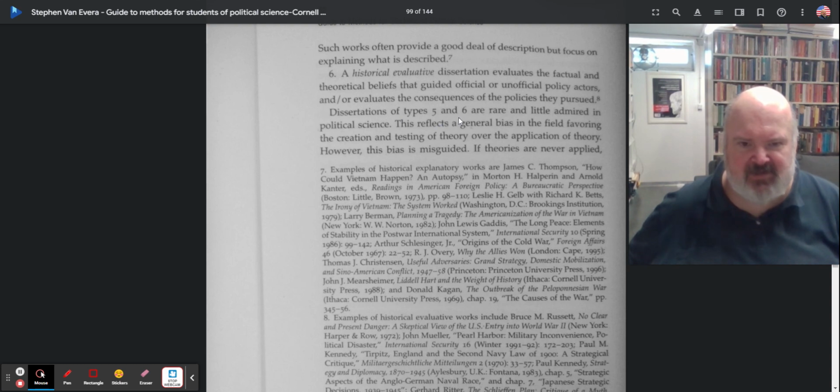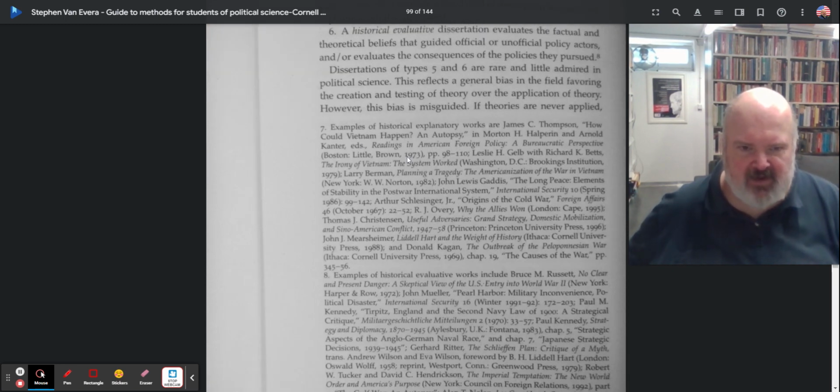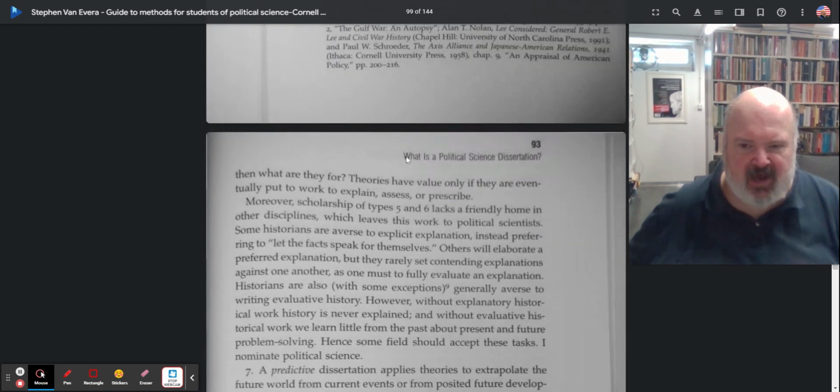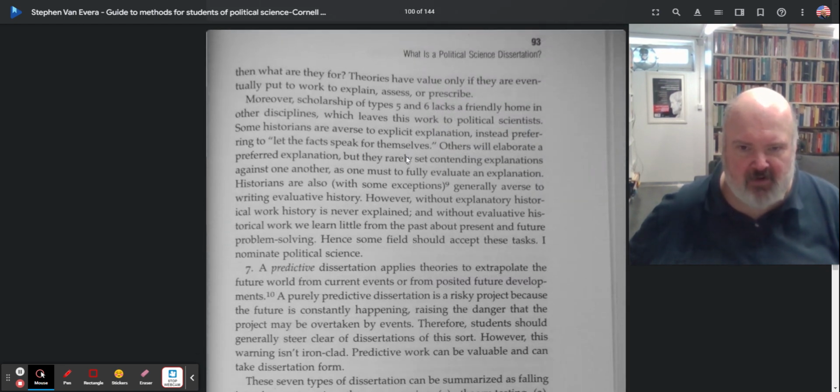Dissertations of type 5 and type 6 are rare and little admired in political science, which is a problem. This was the case in the 60s, 70s, and 80s, but now it's more common. This reflects a general bias in the field favoring the creation and testing of theories over the application of theory. However, this bias is misguided. If theories are never applied, then what are they for? Theories have value only if they're eventually put to work to explain, assess, and prescribe, right?